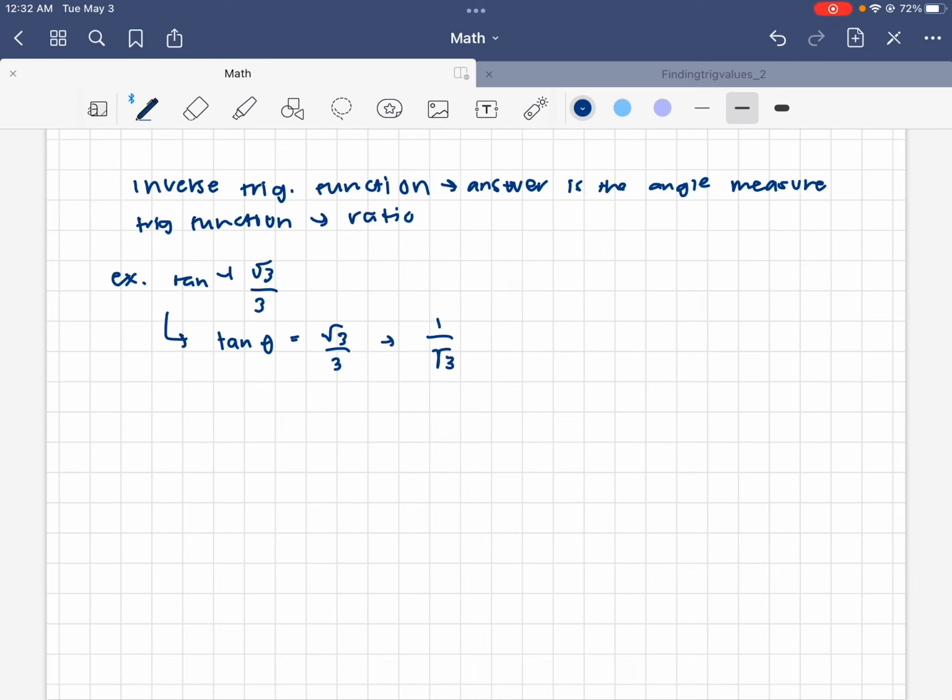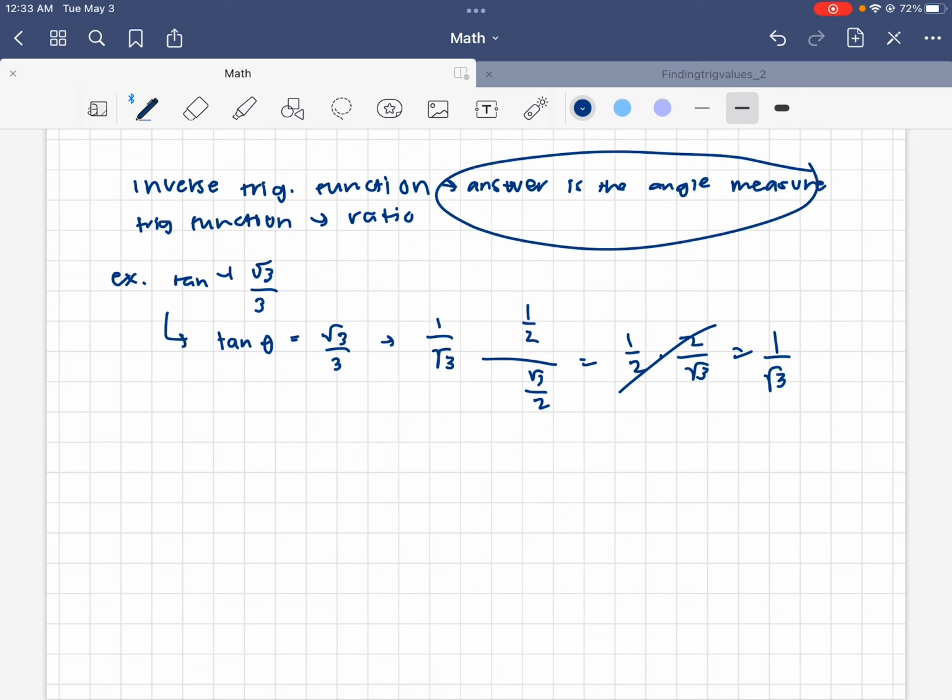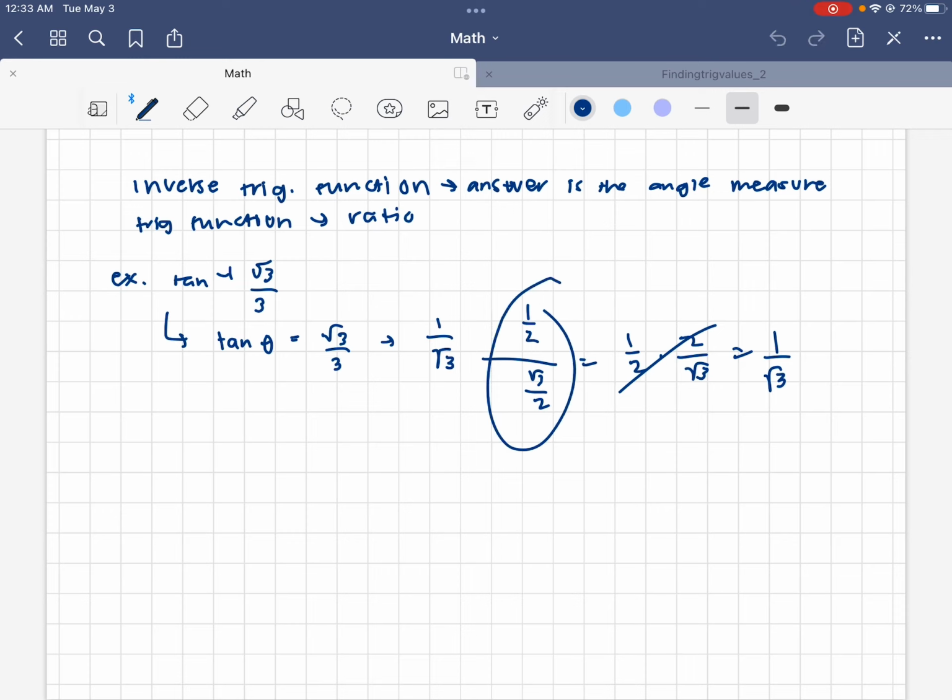And we know tan is opposite over adjacent. So that means the opposite had to be 1/2 and the adjacent had to be square root of 3 over 2, because 1/2 times 2 over square root of 3 would give you this. So that would mean the answer is, you need to find what the angle measure is at the point on the unit circle where the opposite is 1/2 and the adjacent is square root of 3 over 2.